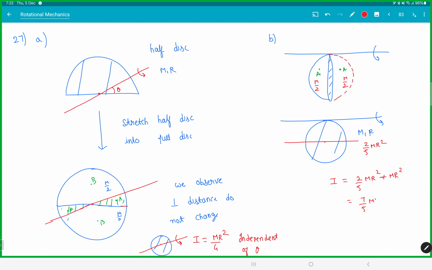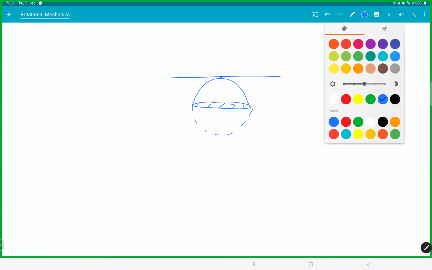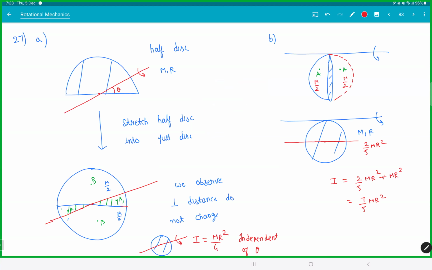So this can be used when you're sure that by stretching it or making it into a full shape, the answer doesn't change. Can I do this for this one? Can I stretch this into a full sphere? Again, see, if you stretch this into a full sphere, the distances are changed, right? Are you getting it? If you make this into a full sphere, there is a problem. But for the semi-sphere, to use the parallel axis theorem, yeah. Where am I? So this is the center of mass for the full sphere, right?